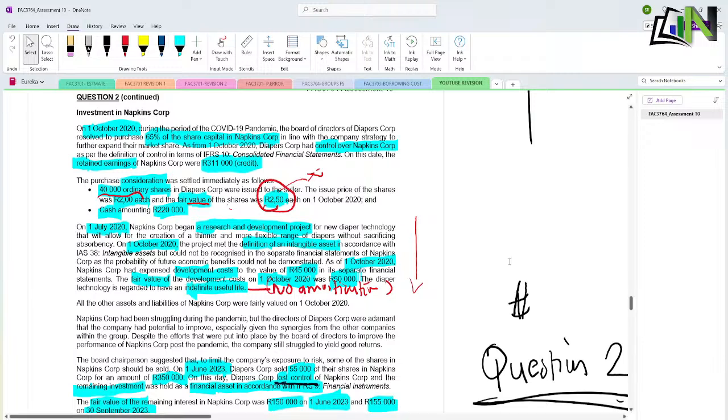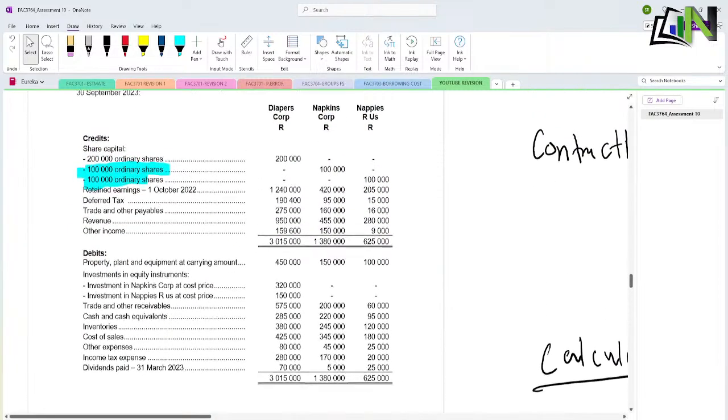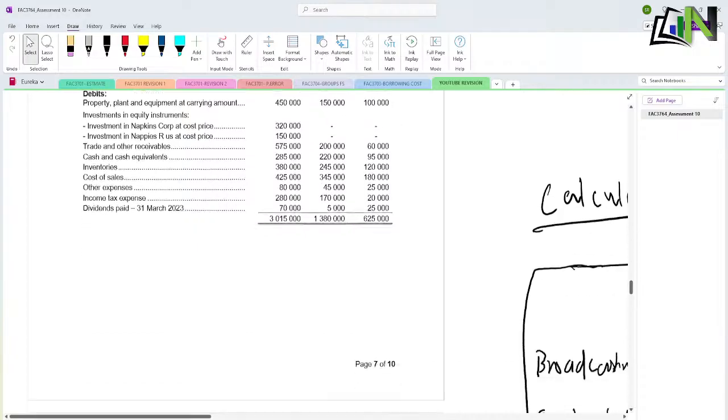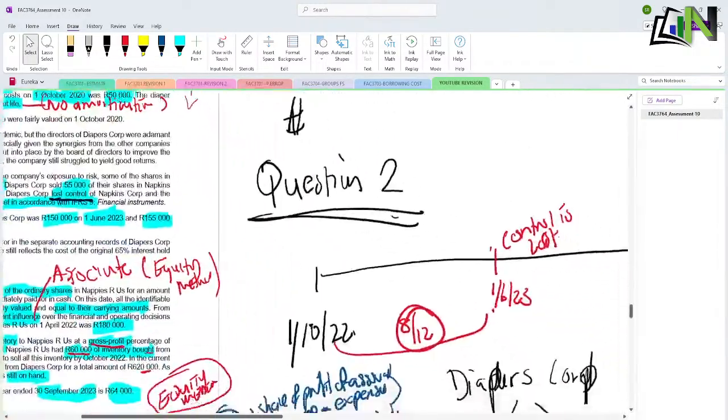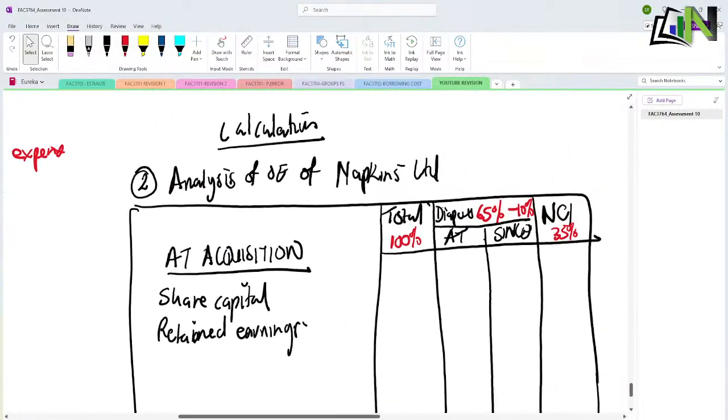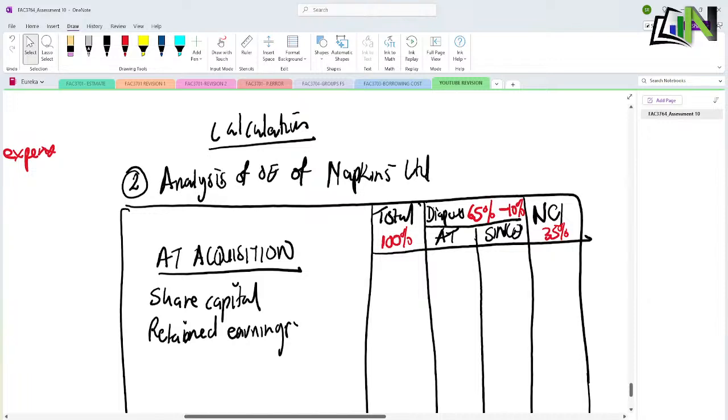Okay, so my retained earnings on this date, you can see, is 311,000. They're also telling us how the consideration was purchased, which you're going to calculate. And now the share capital. The share capital in Napkins is 100,000. Share capital 100,000, retained earnings 311. Right, let's put it down. Retained earnings 311.